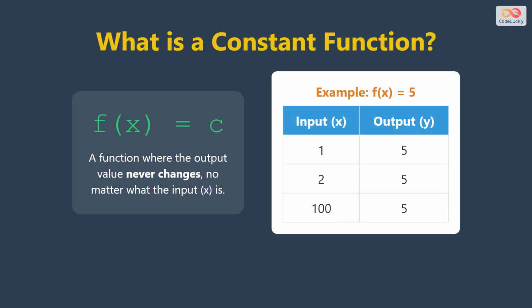Now, let's define a constant function. A constant function is written as f of x equals c. This means that for any input value x, the output value is always the same number. For example, if f of x equals 5, it doesn't matter if x is 1, 2, or 100. The output will always be 5.